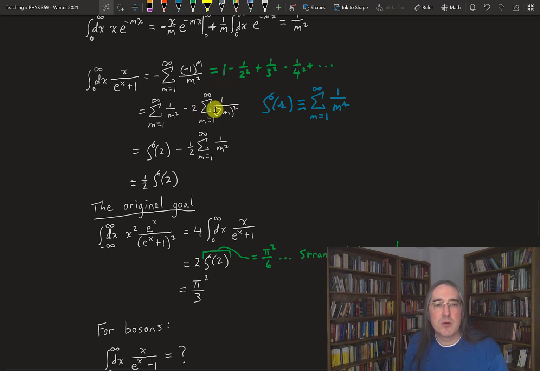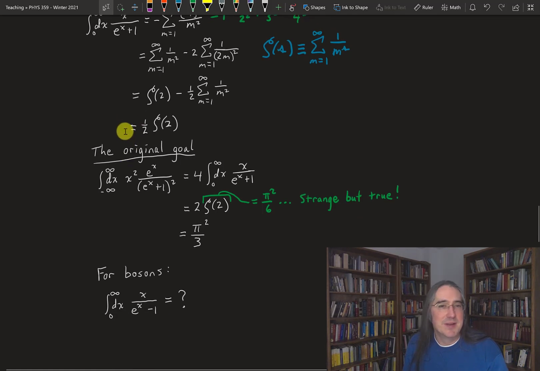And since this is just 1 over 2m, all of it squared, that's just a quarter of 1 over m squared. Pull the quarter out, this becomes a half of the sum on m of 1 over m squared. This thing is the zeta function of 2. And now this thing is also the zeta function of 2. So we've got zeta of 2 minus half zeta of 2. We got at the end 1/2 zeta of 2. Okay, great. Now we've got this in terms of something that maybe you just met for the first time in this lecture.